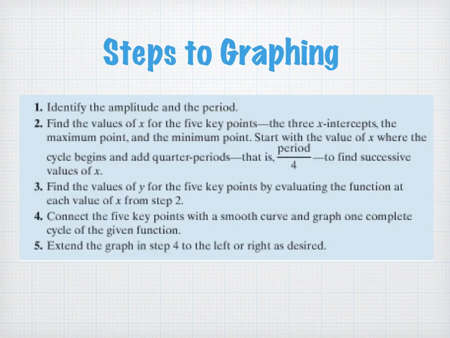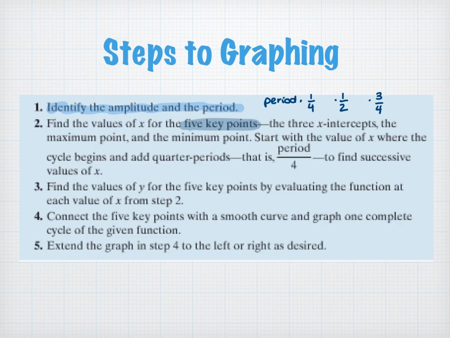So the first thing we're going to do is identify the amplitude and the period. And then from there, we're going to find the values of the 5 key points. To do that, we're going to take the period, whatever that period is, and multiply it times a fourth, times a half, and times 3/4. And this gives you the 3 middle key points.